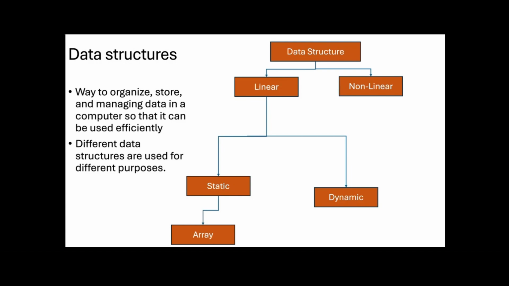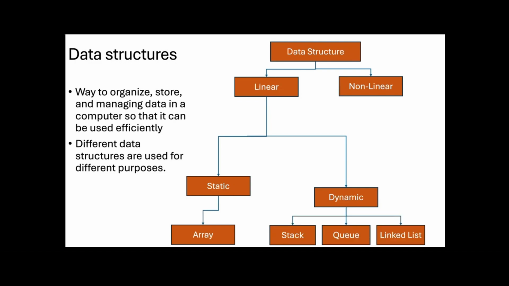If you don't specify the size, right? So that is why it is called a static linear data structure. And in a dynamic, these are the three main data structures: stack, queue, and linked list based data structures, where dynamic means that you don't need to specify the size in the program itself, right?